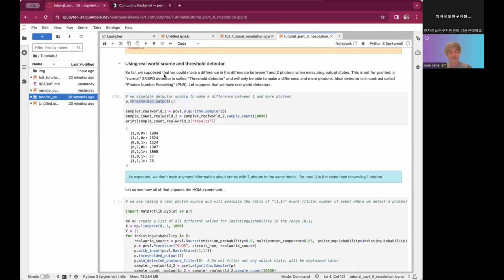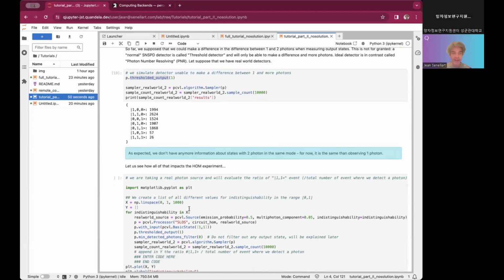Working with threshold output is something very common. On Ascalar, which you have online, you have a chip where you have 4 modes that have PNR, photon number resolving detectors, and 8 modes that have threshold detectors. So it depends on what you want to do with your algorithm, but it's one of the features you need to exploit when you are using the modes. You need to think: do I need to resolve the number of photons or not? Does my algorithm need that or not?